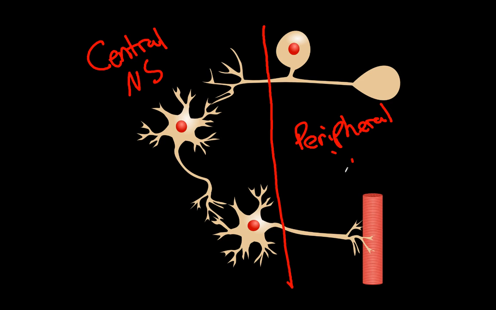It's a little bit more complicated than that, because many of these axons right here are extending into things like the spinal cord, into the brain. A lot of these cell bodies down here, the efferent neurons, are actually in the spinal cord, or some of them are actually in your brain. So these are technically part of the central nervous system.